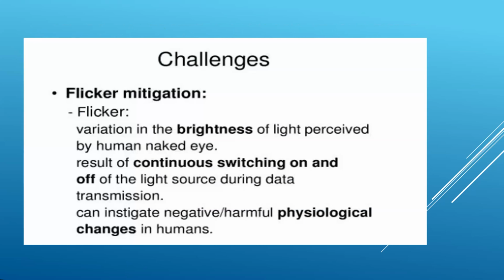There are some challenges. The most important challenge is flicker mitigation. Flicker is the variation in the brightness of light perceived by the human naked eye. It is the result of continuous switching on and off of the light source during transmission and can instigate harmful psychological changes in humans. Next.